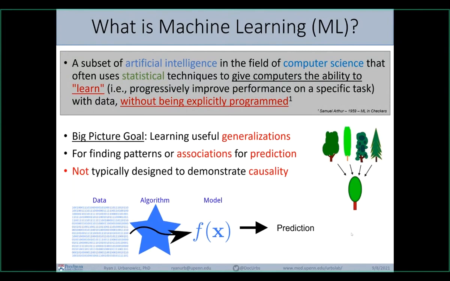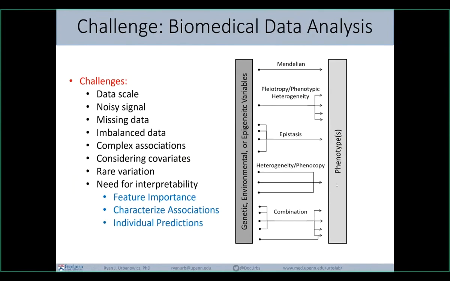When we're dealing with biomedical data analysis, there are lots of really common challenges. For instance, the scale of the data: how many features, how many instances, how noisy is the signal in the data? Is there missing values across our data set that we have to deal with? If we're doing classification, are our class ratios imbalanced or balanced?